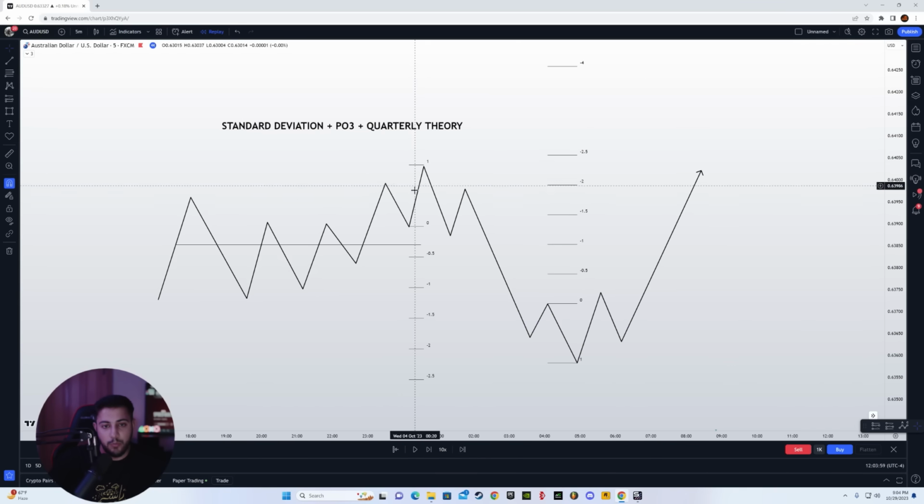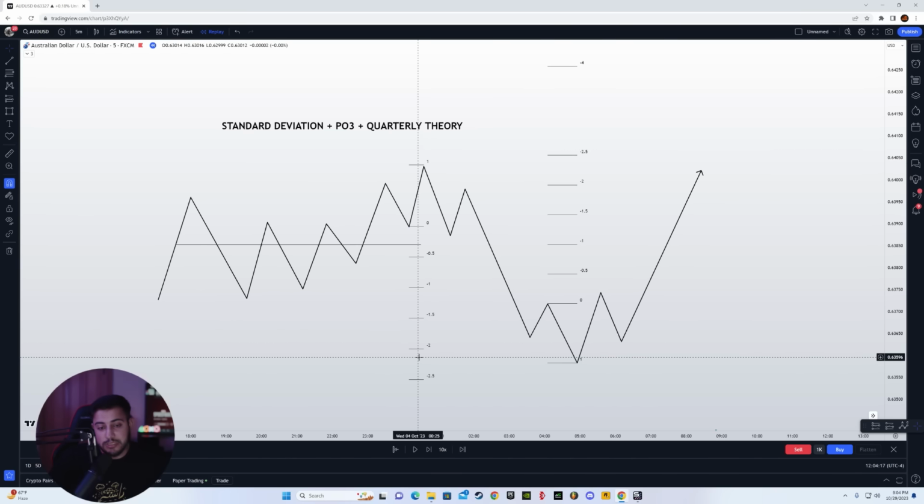A lot of people would say, why is this not manipulation? Because that's the thing, we always don't know where the manipulation is. But by using standard deviation, we can anticipate that this is where the manipulation phase is going to end, and from this is where the expansion phase is going to start.